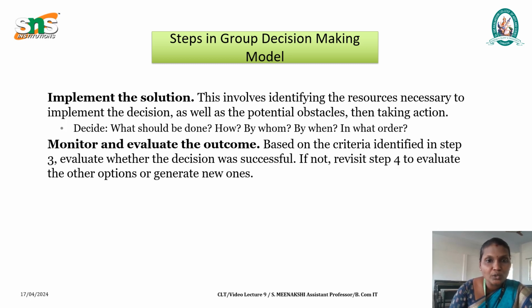Then implementing the solution. This involves identifying the resources necessary to implement the decision as well as the potential obstacles. The last, seventh step in this group decision making model is monitoring and evaluating the outcome. Based on the criteria identified, it is important to monitor and evaluate the outcome.